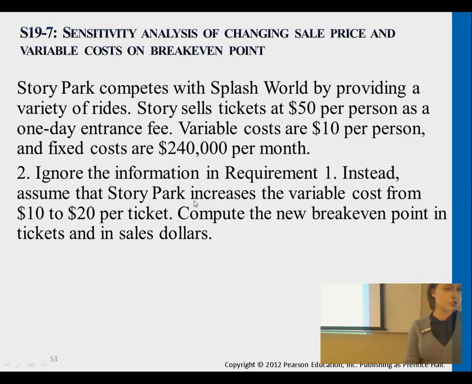The only thing that's going to change, we will assume that Story Park increases the variable cost. So what we're going to calculate with is the change in variable cost. So it's a little bit different, but still very similar strategy. Change in variable cost from 10 to 20 per ticket, and we'll compute the new break-even point in tickets and in sales dollars. So try that for 5 minutes. All right? And then I'll go over and we'll see what was not clear on the other slide.